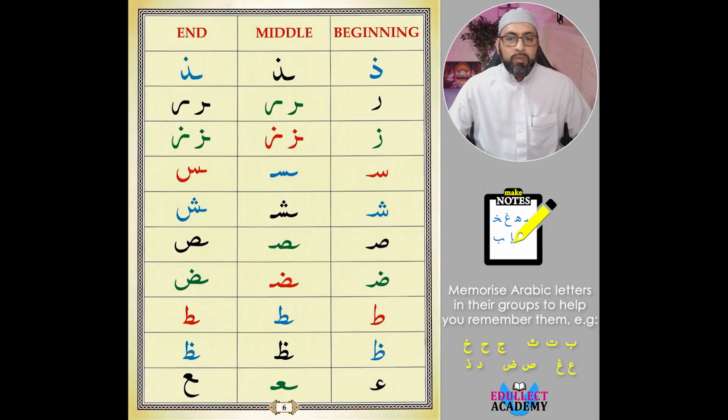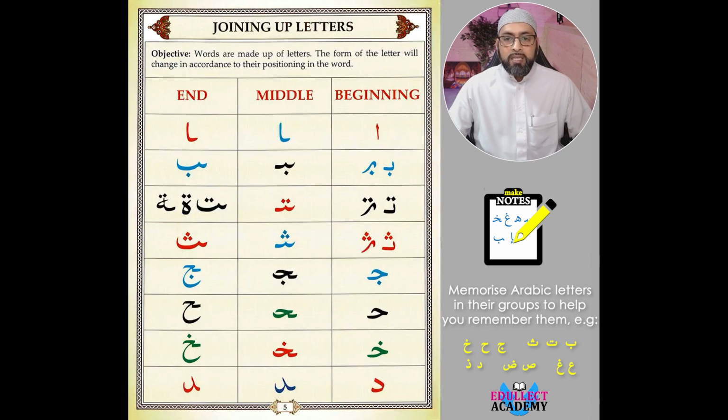If I just quickly move to it and show you over here, you've got the 3 dots, but you can see it's like a small W. And then at the beginning it's like a small W. Very different. It's got the 3 dots, but it's very different to how it's written here. So you'll need to memorize this in order to differentiate between a tha and a shin.